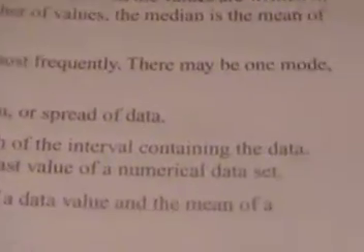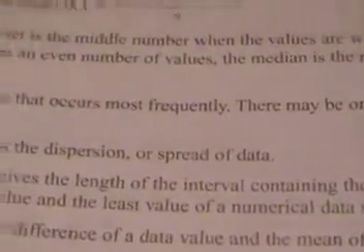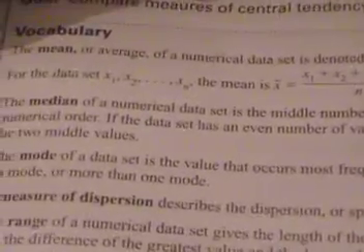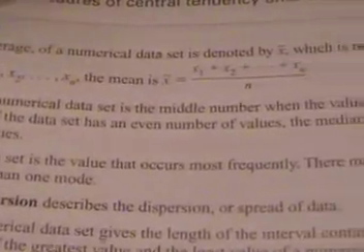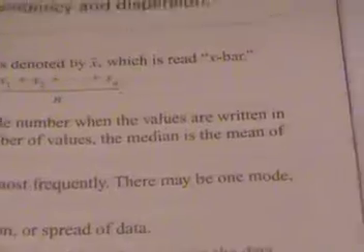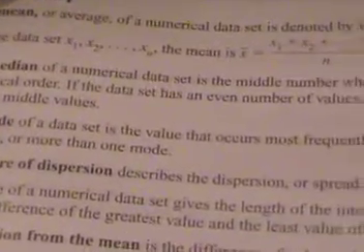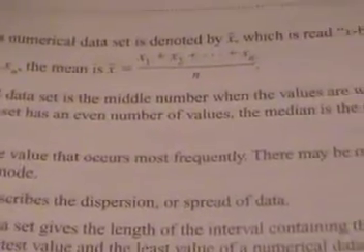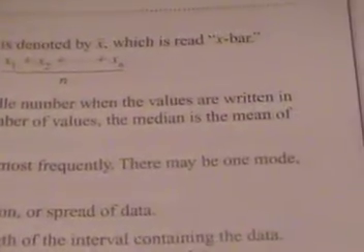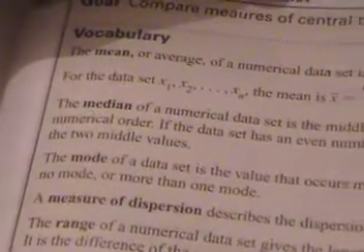The median of the number data is the middle number when the values are written in number order. If the data has an even number of values, the median is the mean of the two middle numbers.